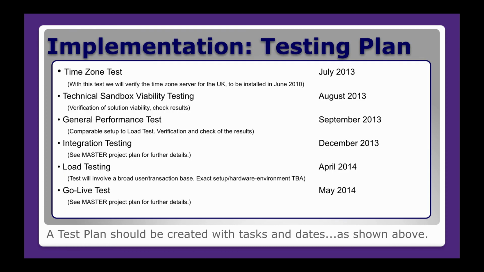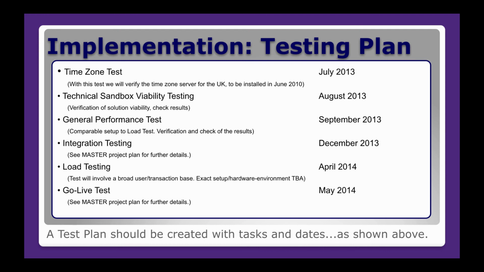So here's a typical scenario of dates. A time zone test. With this test, you verify the time zone server for the UK is actually working, and you might do that in July. A technical sandbox viability test to make sure the solution is viable. You check the results a couple of, or 1 or 2 months later.